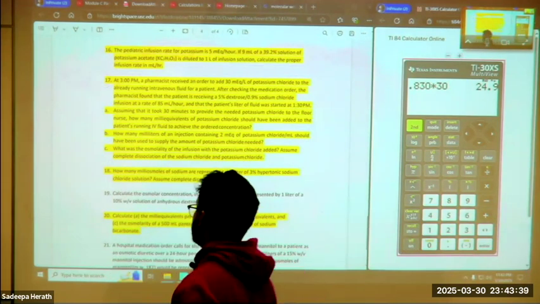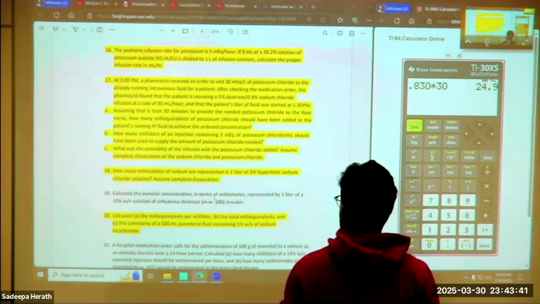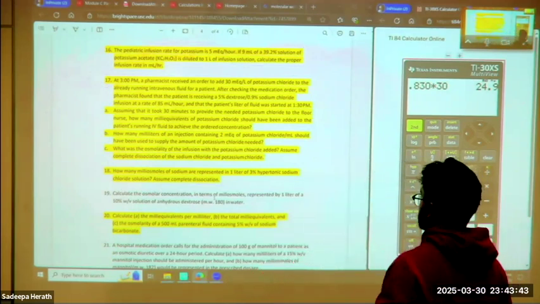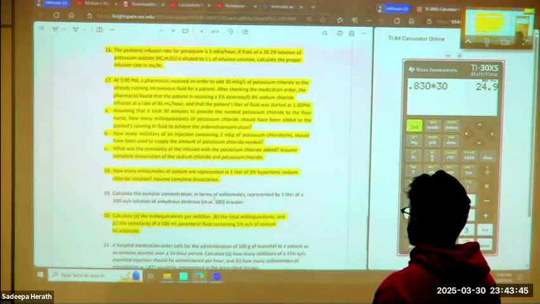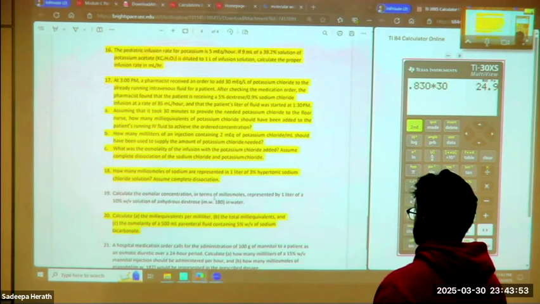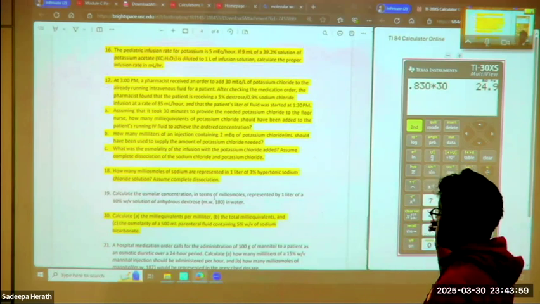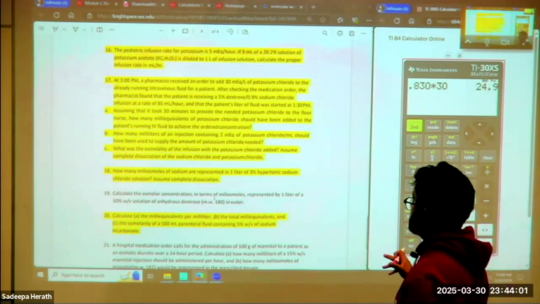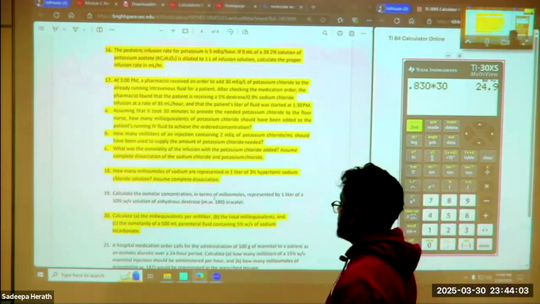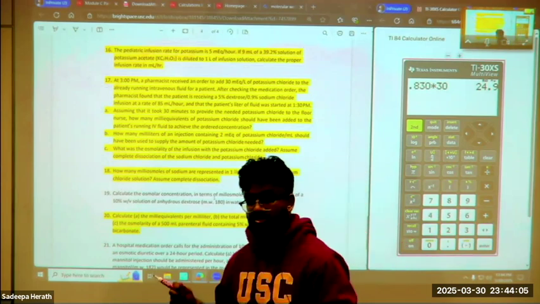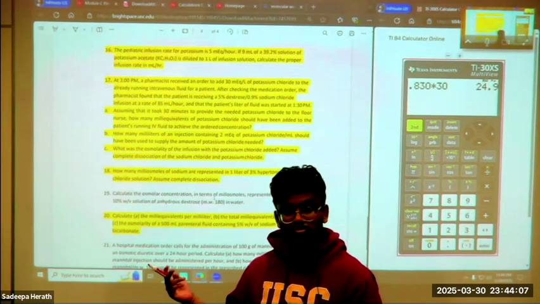So with A, assuming that it took 30 minutes to provide the needed potassium chloride to the floor nurse, how many milliequivalents of potassium chloride should have been added to the patient's running IV fluid to achieve the ordered concentration? So that follows that idea of, okay, so now there's 30 minutes being added, right? So from 1:30 to 3 p.m., that's an hour 30, and then 30 minutes is enough. So that's 2 hours total.